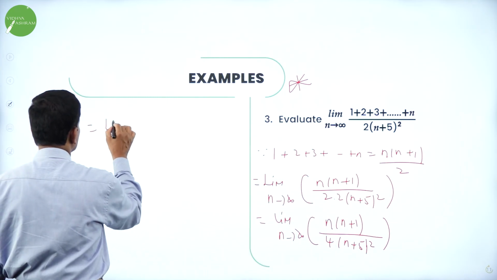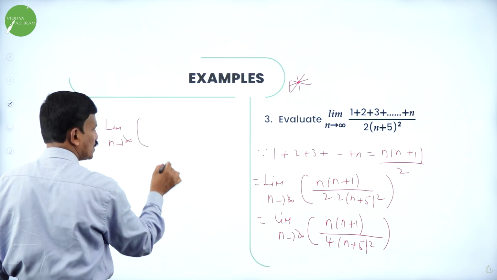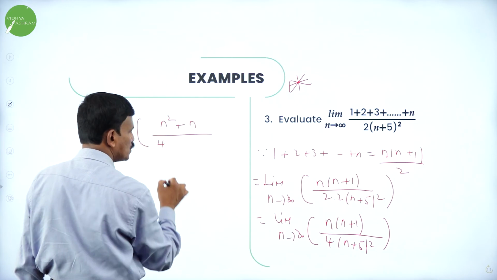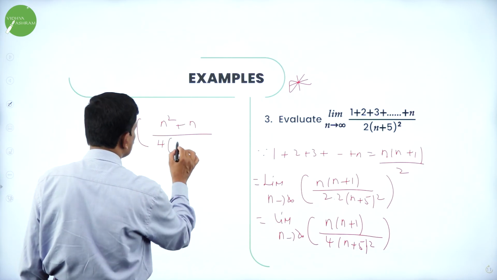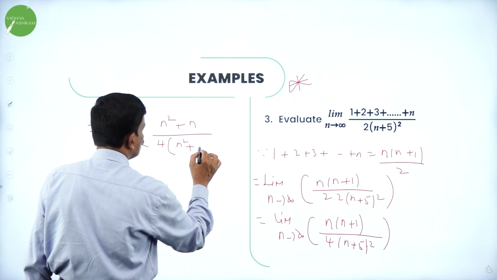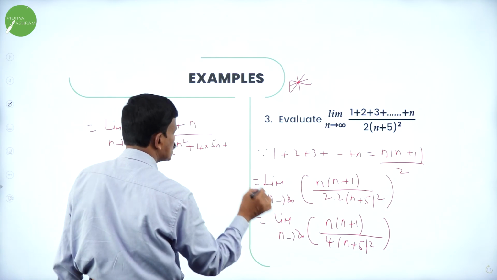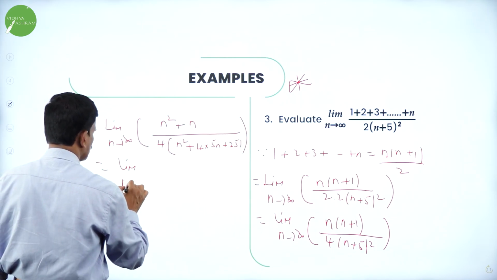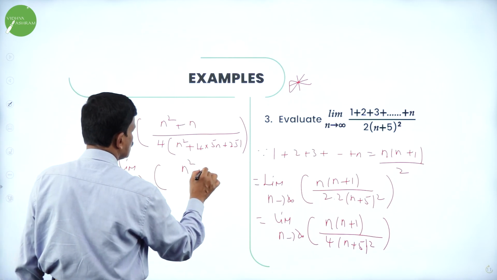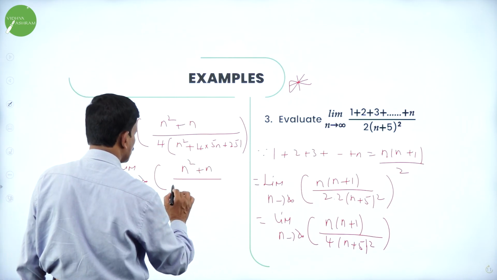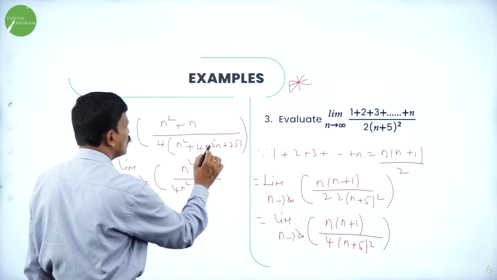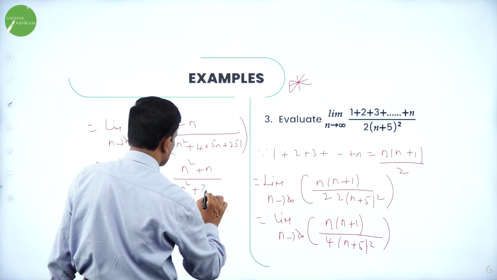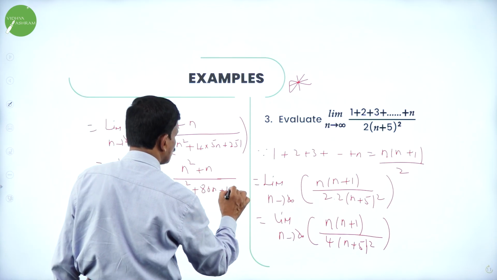This can be written as limit n tends to infinity of n into n is n square plus n into 1 is n, divided by 4 into, just simplify this, apply a plus b whole square, n square plus 2 times 5n plus 5 square 25. So, this can be written as limit n tends to infinity of n square plus n divided by, multiplied 4 into n square plus 5 fours are 20, 20 into 4, 80n plus 25 into 4 is 100.